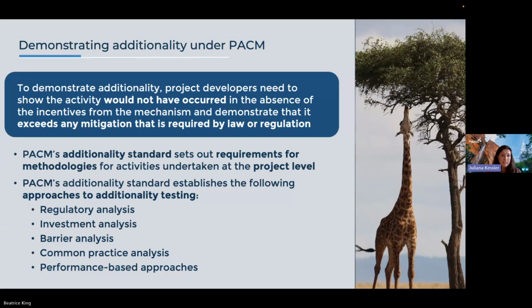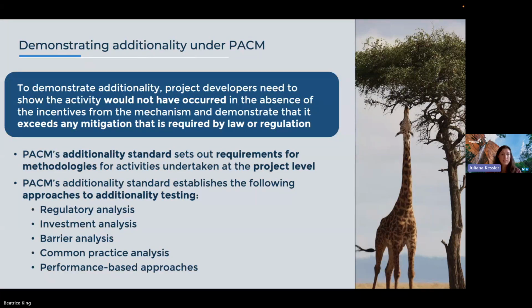Then the investment analysis, and I will come back to this, but it's basically the default approach. You need to demonstrate that the activity is not financially viable without the revenue that you get for the Article 6.4 emission reductions. Then there is a barrier analysis, where you would need to demonstrate that the activity would be prevented by barriers, and that the incentives from the mechanism are actually helping to overcome those barriers. A common practice analysis linked to the penetration rate of the technology. And then there are also performance-based approaches allowed.